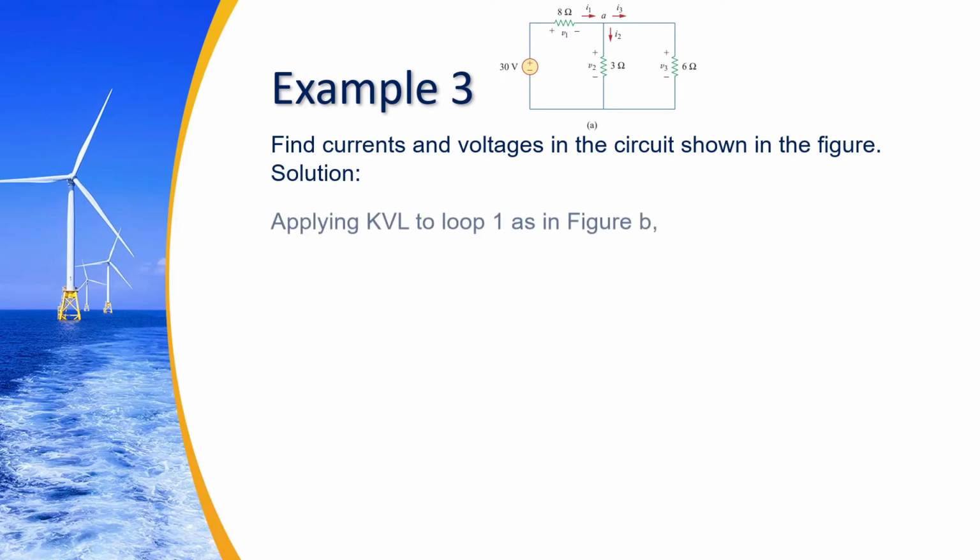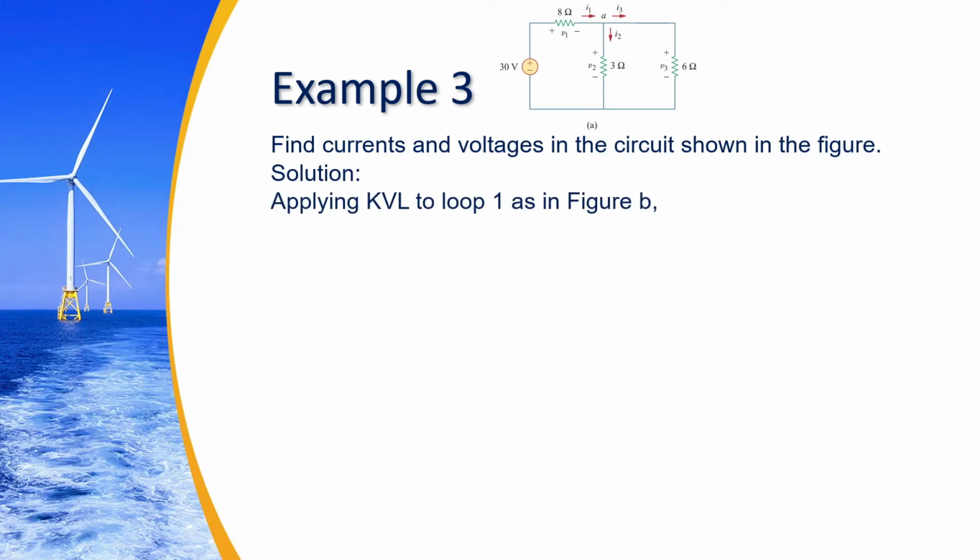Okay? So, apply natin yung KVL sa loop 1, dito sa figure B. Okay, so sa circuit natin ito, meron tayong dalawang looping, loop 1 at loop 2. Okay, so unahin natin ang loop 1. So, sa loop 1, okay, ito muna.